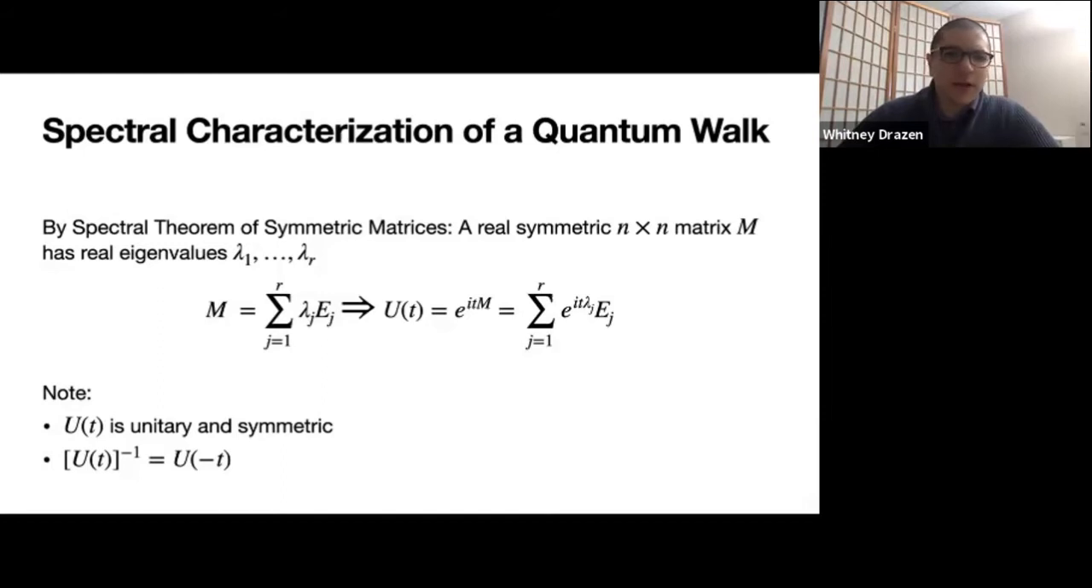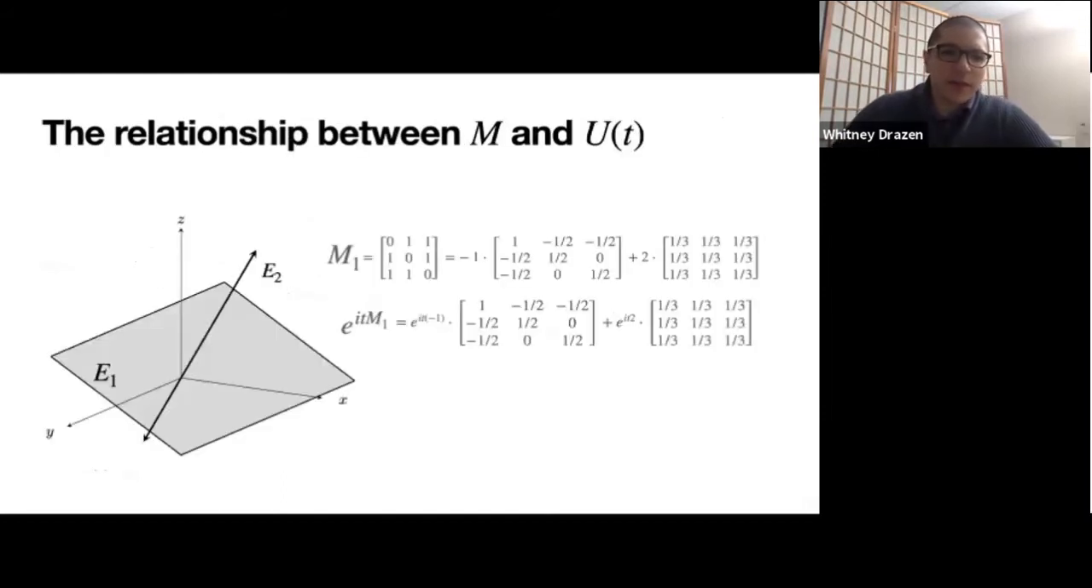Okay, so as a couple of examples, we have M1. The particular entries of this matrix aren't important. What's important to note is that M1 gives you the structure of U(t), which is e to the it M1. In this case, our first idempotent acts on a two-dimensional space, and our second idempotent acts on a one-dimensional space. And the eigenvalues are given by the exponentiation.